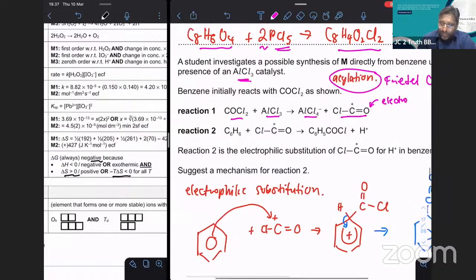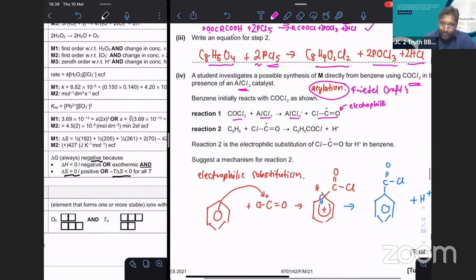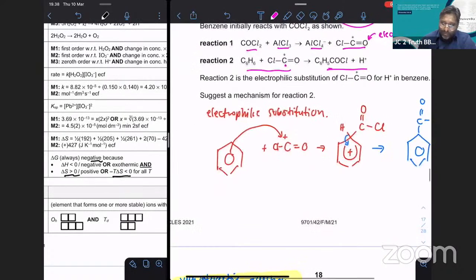Because we know this benzene, they always react in form of electrophilic substitution. Yeah, so they will react. So this one is going to be the electrophile, and they are going to give you this. So suggest a mechanism. Yeah, it's electrophilic substitution. So when I draw, you see this is going to be the electrophile. When you draw, make sure you show the movement of the electron from the benzene ring to the carbon, which is the positive. So don't go the other way around.